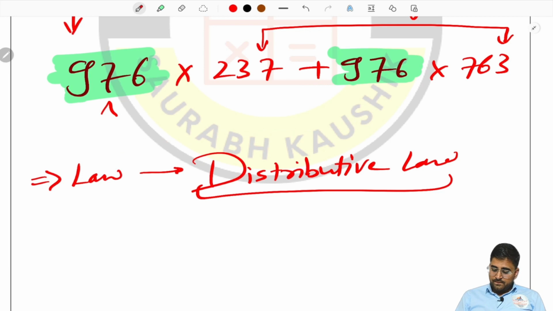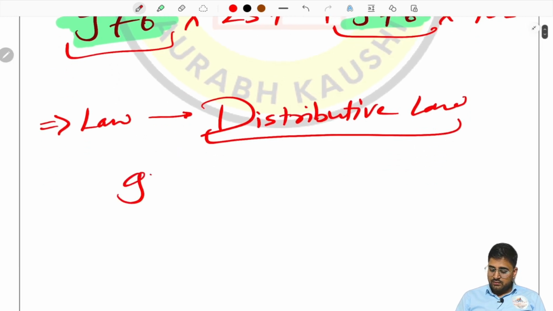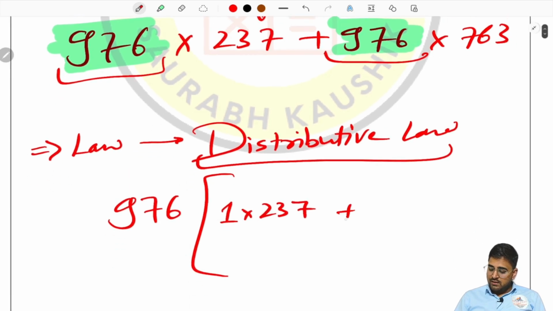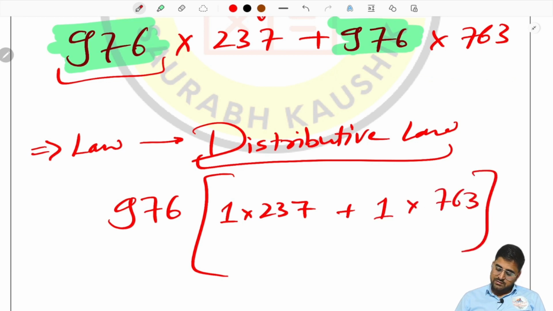See, this is common in both. Let's take common. When we take common from here, it becomes 1 into 237, and when we take common from this end, what we have? 1 into 763. Okay ji, very good.